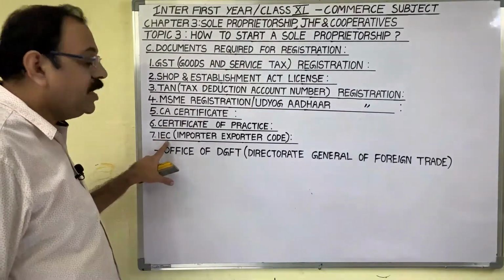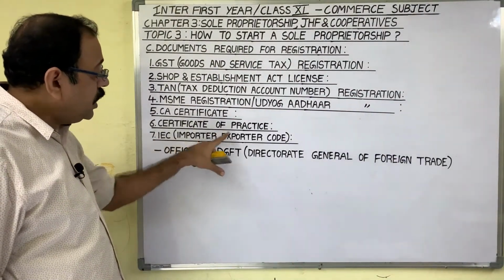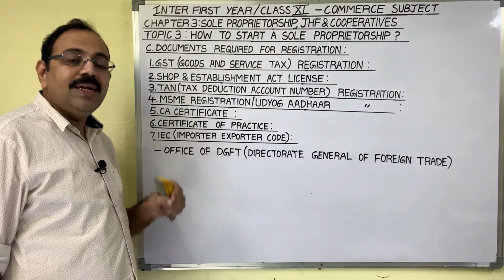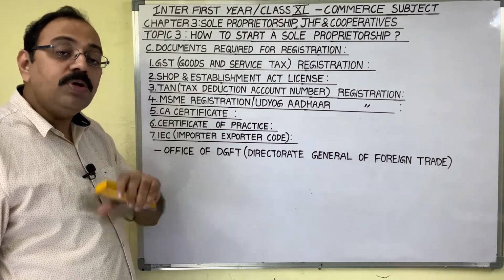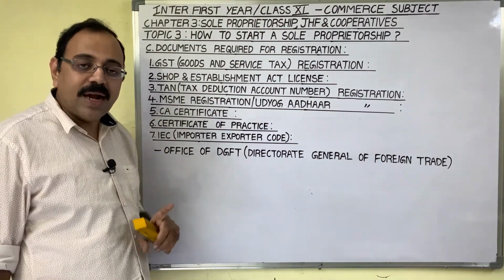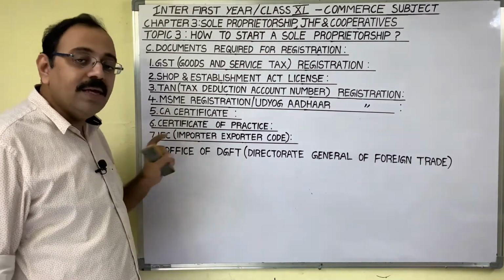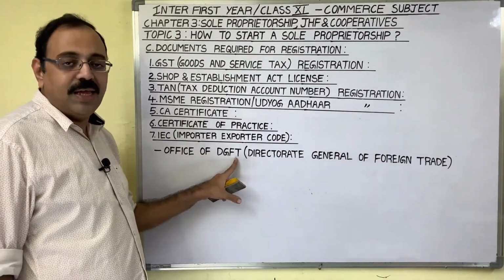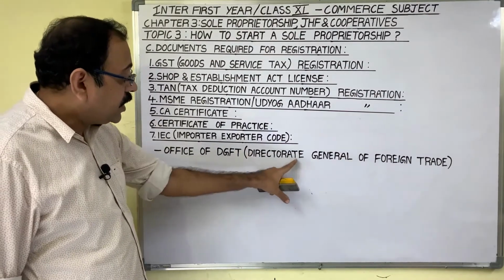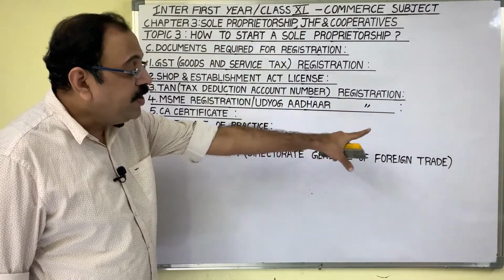Next one is IEC, Importer Exporter Code. It is a 10-digit number like PAN. If you are engaged in exports and imports business, in that case you have to obtain IEC. It is issued by the Office of DGFT, stands for Directorate General of Foreign Trade.